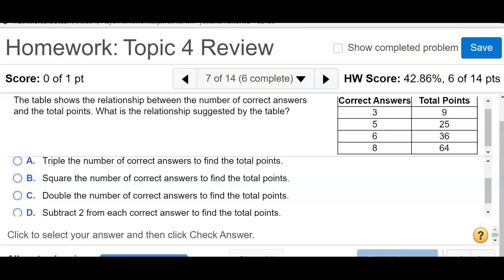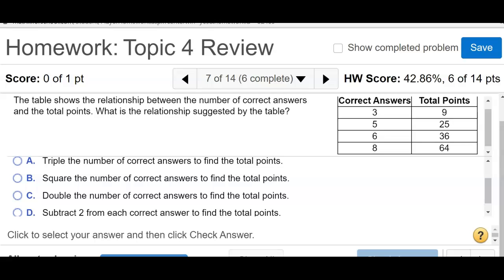Square the number of your answer to find the total points. Squaring, remember, is an exponent to the power of 2. The base would be your correct answer. So the base is 3 to the power of 2. So we're multiplying 3 times 3 to get 9, 5 times 5 to get 25, 6 times 6 to get 36. Works for 3 of them. It should be good.